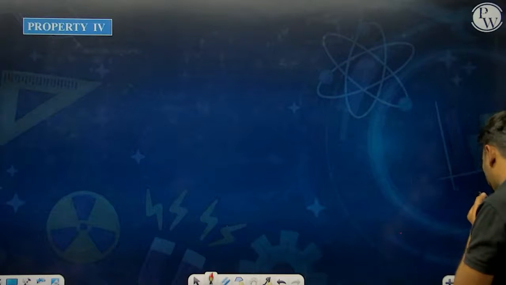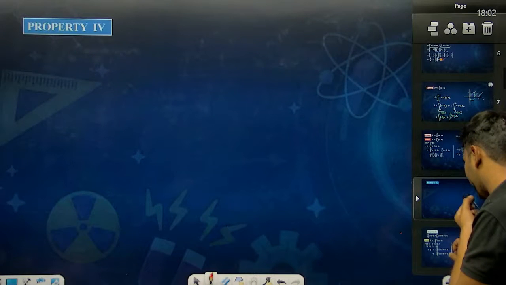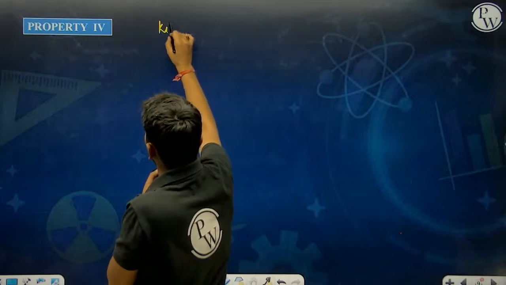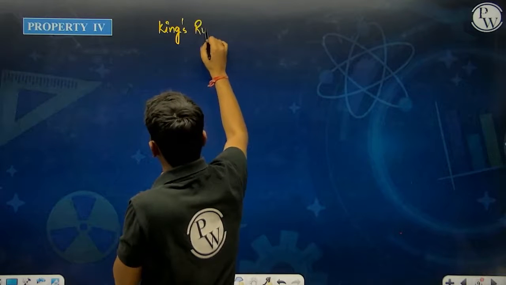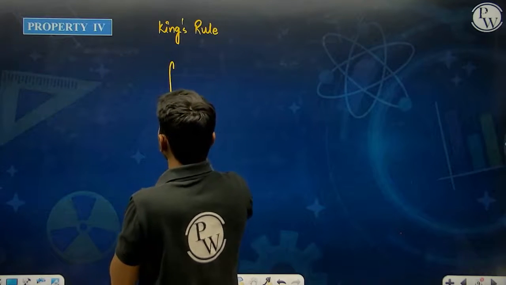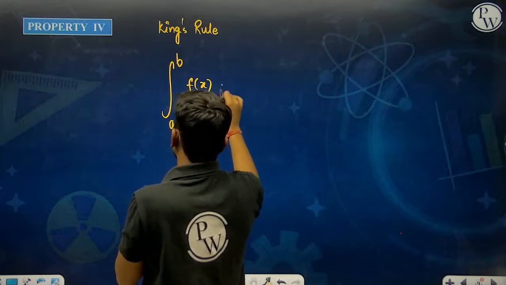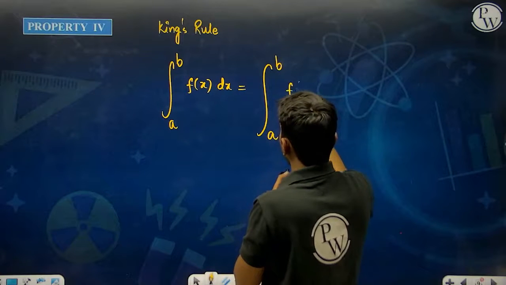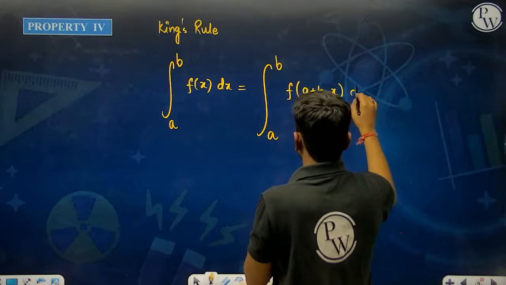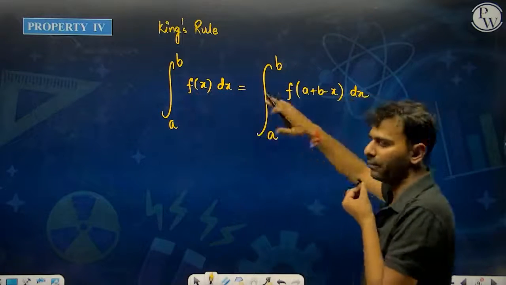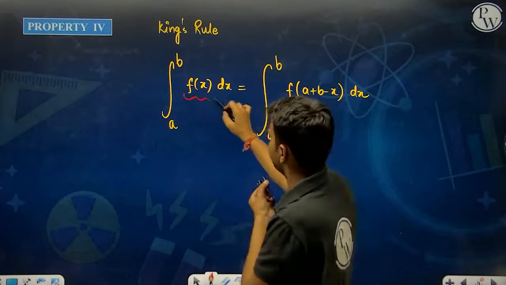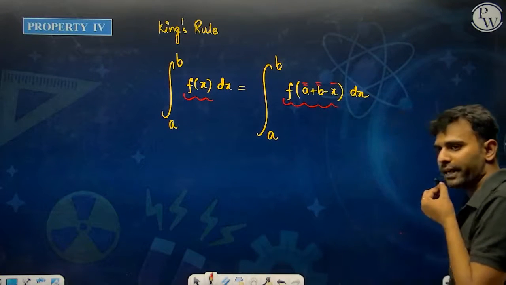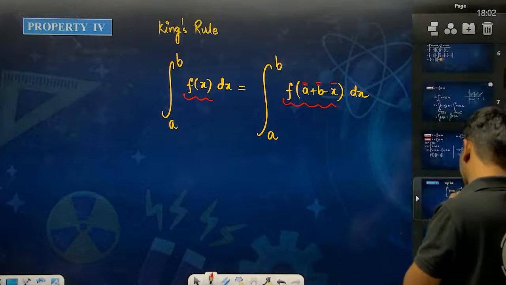Alright, property number 4. Property number 4 is a very important property, and it is basically known as King's rule. It is a very important property as far as JEE is concerned. So integral from a to b of f of x dx is always equal to integral from a to b of f of a plus b minus x dx. Understand, the limits are the same, a and b. Over here f of x is written, and over here f of lower limit plus upper limit minus x is written. So do take notice of this. These two things are both equal.